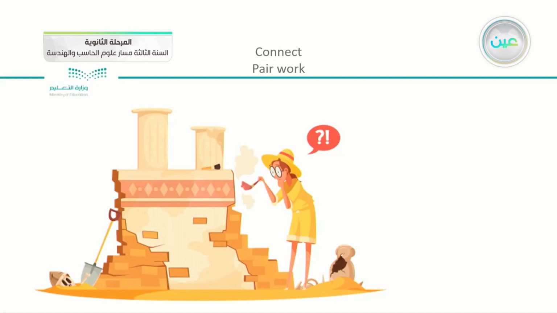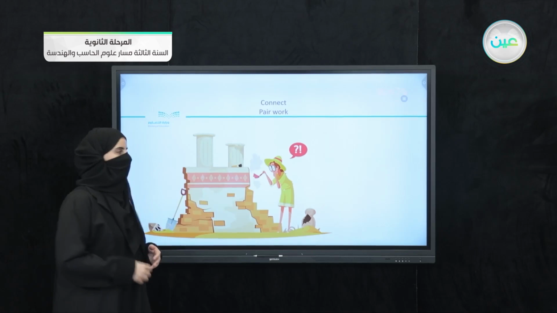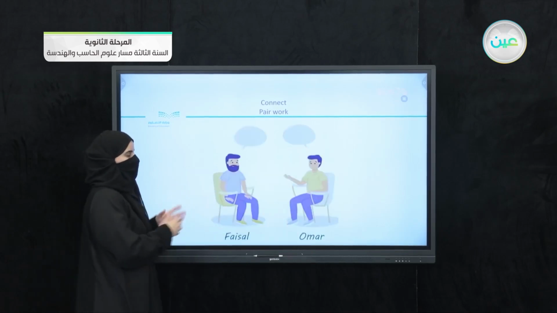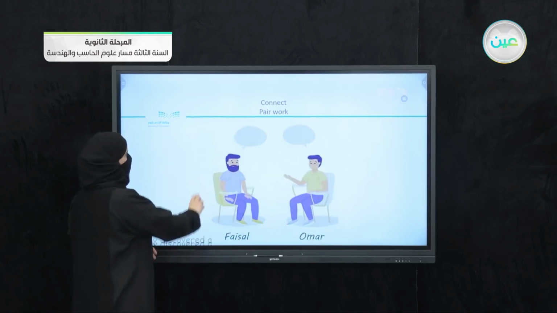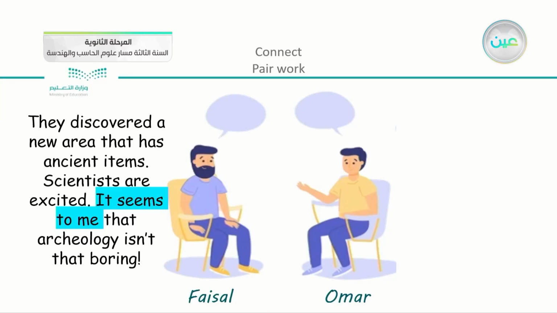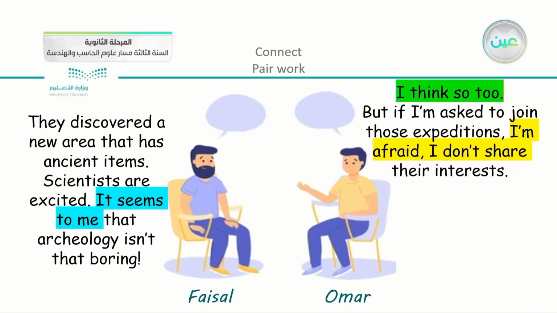Next is about, as you can see, a scientist or archaeology. Now here, what is the conversation between Faisal and Omar? Faisal says, "They discovered a new area that has ancient items. Scientists are excited. It seems to me that archaeology isn't that boring." So this is Faisal's opinion. How about Omar? What does he say? We have here, "I think so too," which means that he is agreeing.